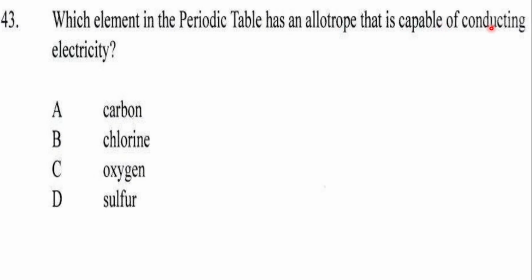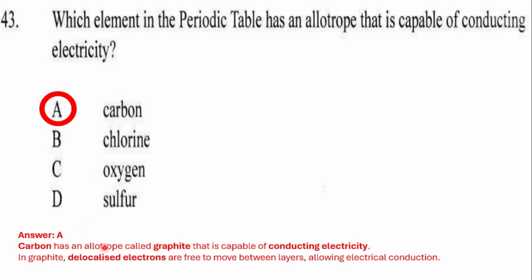is capable of conducting electricity? Is it A, carbon, B, chlorine, C, oxygen, or D, sulfur? Well, the correct answer is definitely going to be A, carbon, because carbon has an allotrope called graphite that is capable of conducting electricity. In graphite, delocalized electrons are free to move between layers, allowing electrical conduction. So the correct answer is definitely going to be A, carbon.